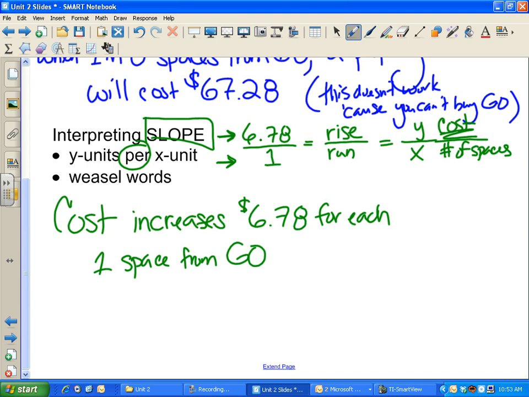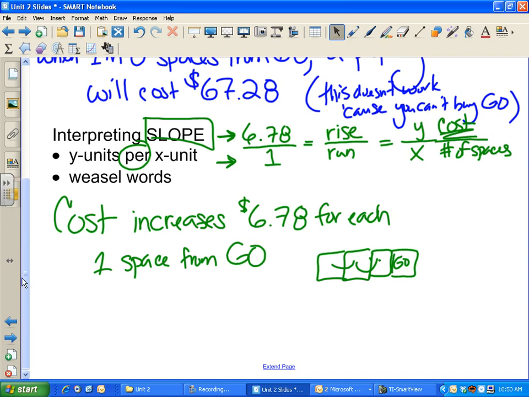Basically, I'm saying every time I move, here's go. If I move one space, the property is going to cost me another $6.78. And whatever it was, the next space is another $6.78 higher. And then the next space is another $6.78 higher than the last. Each space I go is another $6.78 to buy the property.